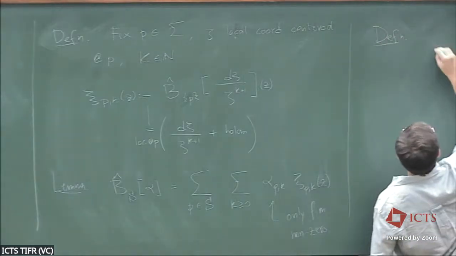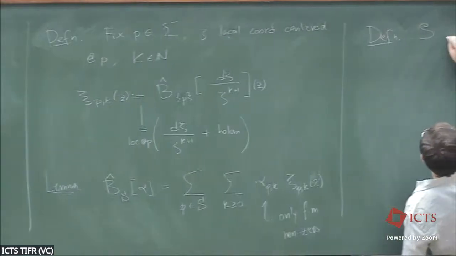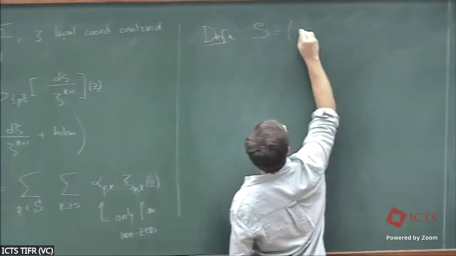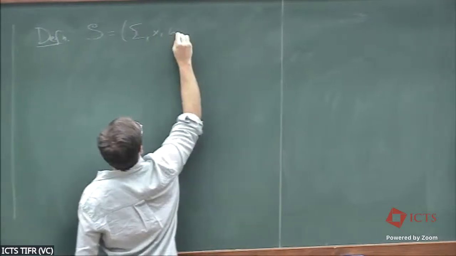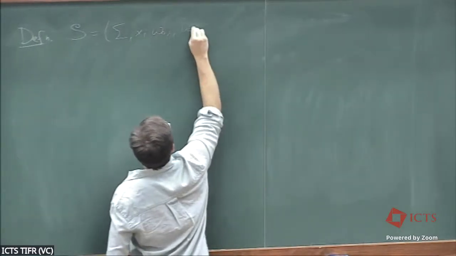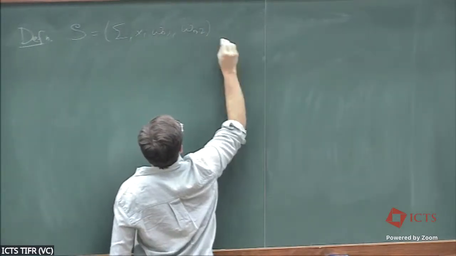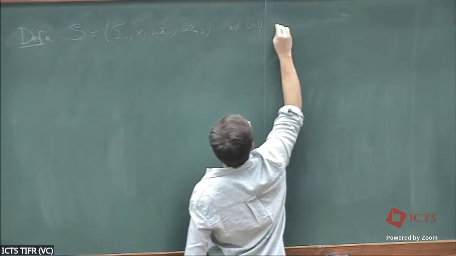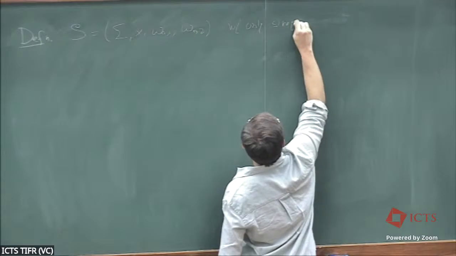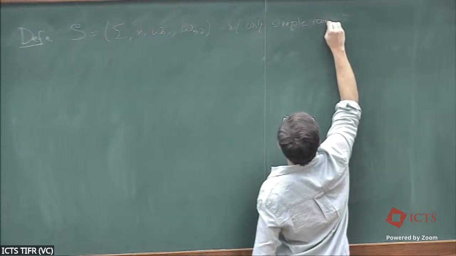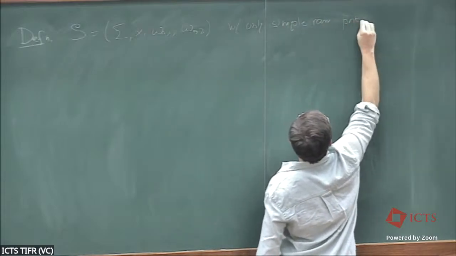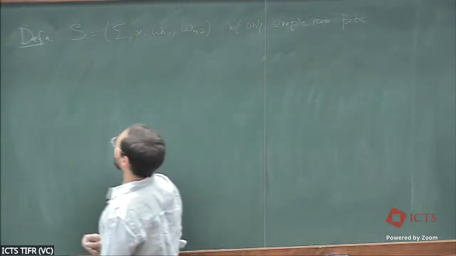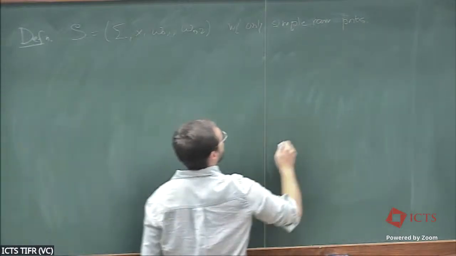So let's now fix an admissible spectral curve. So this is the data of sigma, x, omega 0,1, and omega 0,2, with only simple ramification points, and admissible.